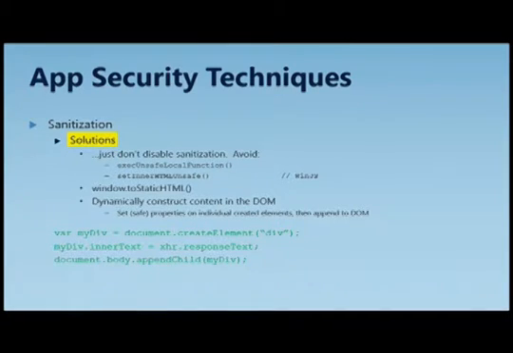You do want to leverage the window.toStaticHTML API to sanitize markup that you put into the DOM. And then another approach is that you can dynamically construct content in the DOM, similar to the way that we saw this application doing it, where you just don't disable sanitization. So this code snippet here basically creates a new div element. It sets the innerText property on that element, and then it puts that into the DOM, and that's safe.